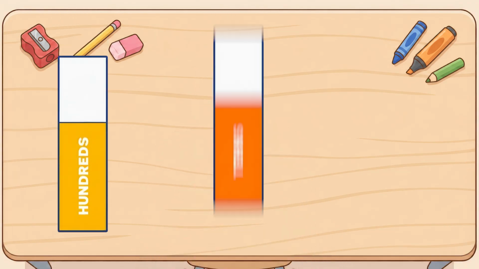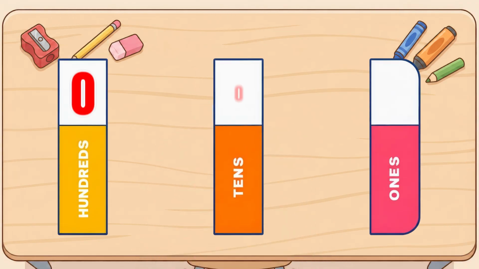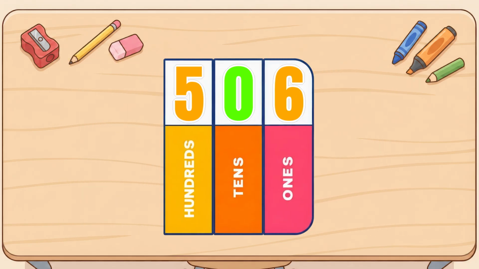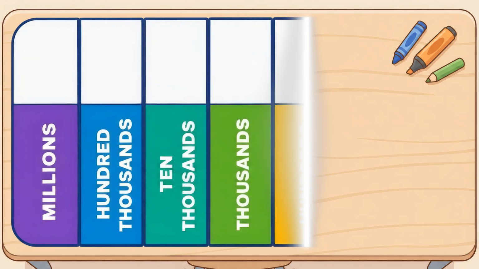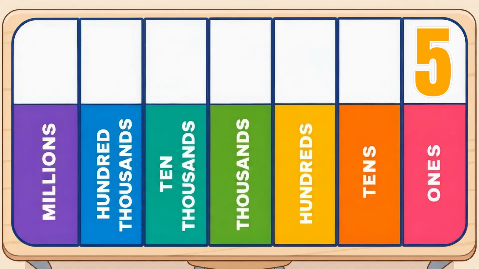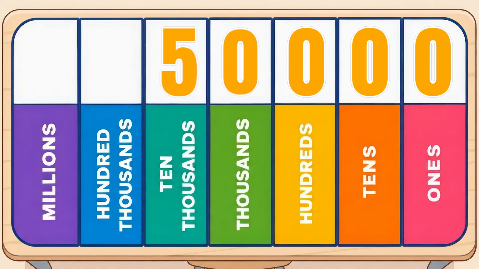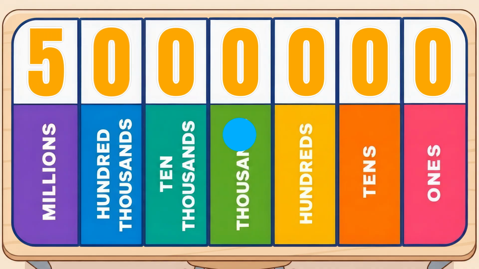And one more thing about places, friends. If a place has nothing in it, we put a 0 there to hold its spot. Like in 506, the 0 sits in the tens place to show that there are no tens. Or remember when we were moving the 5 over from 5 to 50 to 500, we were filling in a 0 in the empty spot.